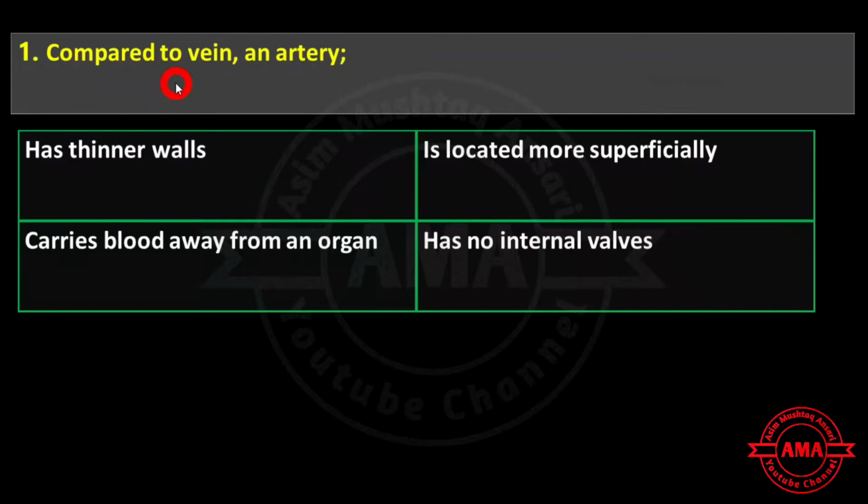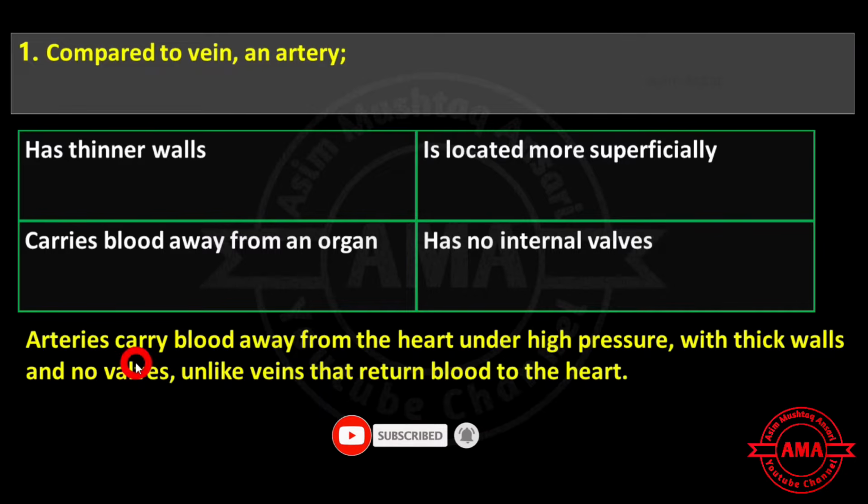First MCQ is: compared to a vein, an artery has thinner walls, is located more superficially, carries blood away from an organ, has no internal valves. Arteries carry blood away from the heart under high pressure with thick walls and no valves, unlike veins that return blood to the heart. So the exact answer is carries blood away from an organ.